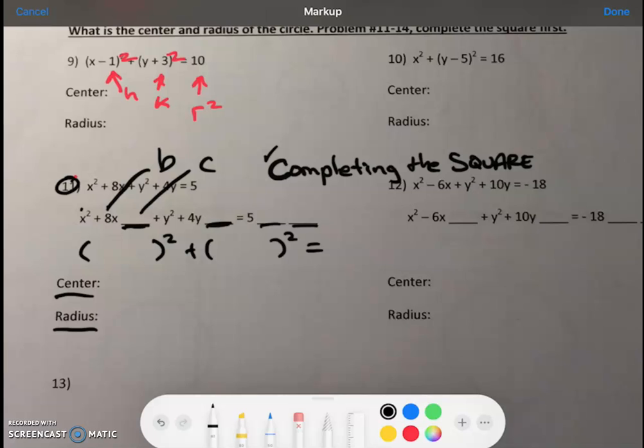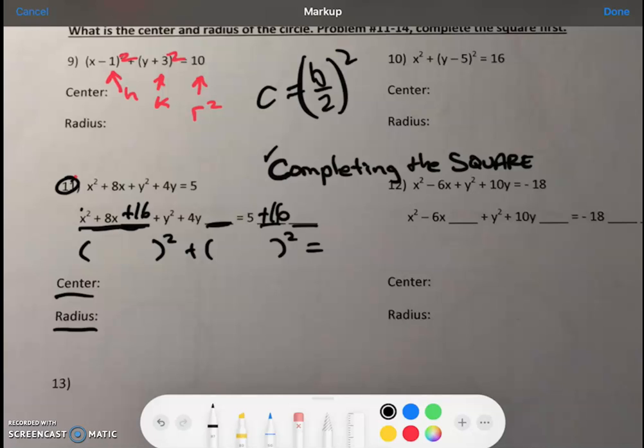If you'll recall, to figure out the c term from a while back, you take the b value, divide it by 2, and then square it. So when I do this x part here, this 8, if I divide it by 2, that's 4, and 4 squared is 16. So we're going to add 16 here. We'll add it here, and we're going to add it to the other side of the equal sign.